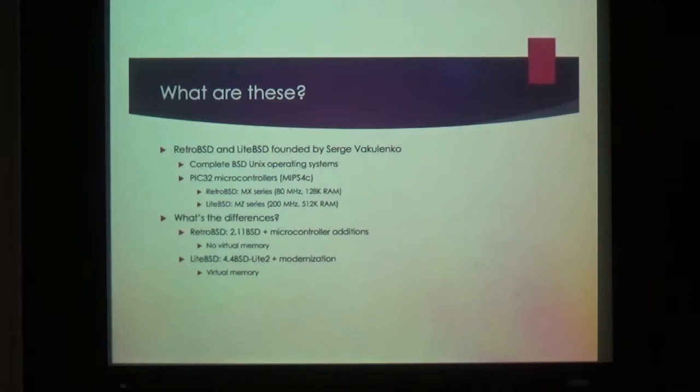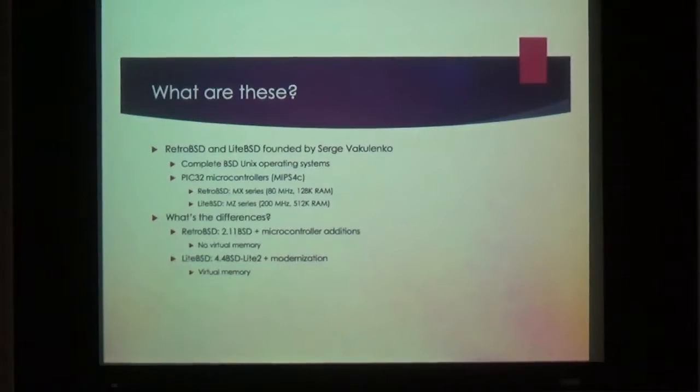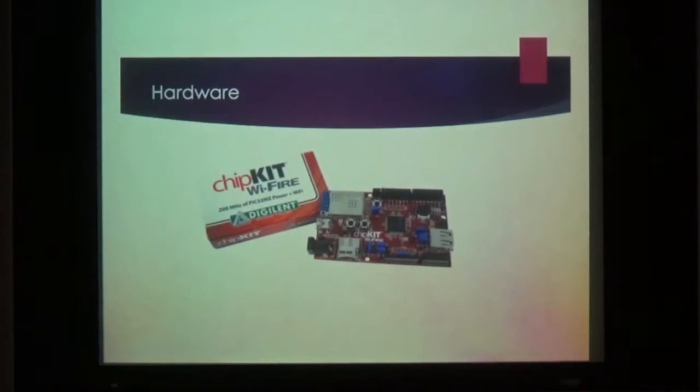You don't really get all that much RAM. So with Retro BSD you get 128K of RAM, and with Light BSD you get 512K of RAM. And it's K, it's not M. So it's amazing how much you can do in a small space. This is what the hardware looks like if you've ever seen the PIC32 stuff. Tiny little boards. They're no bigger than the Arduinos.